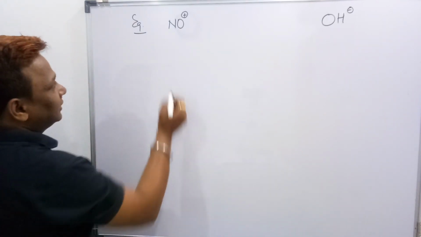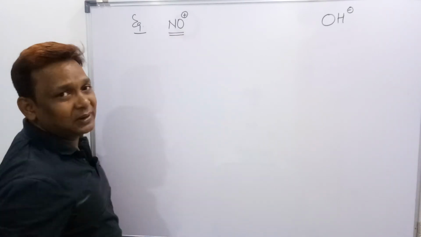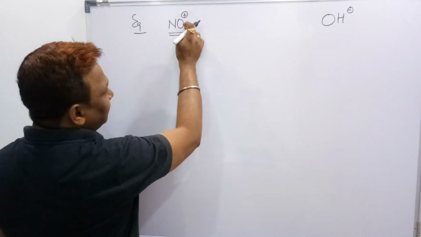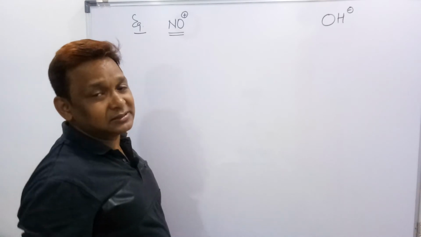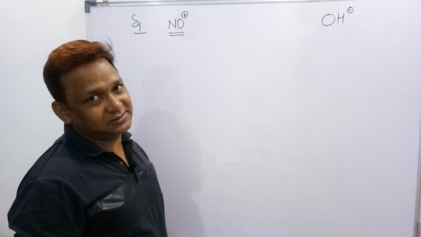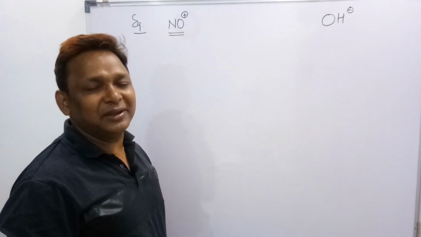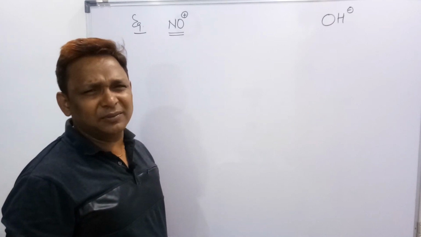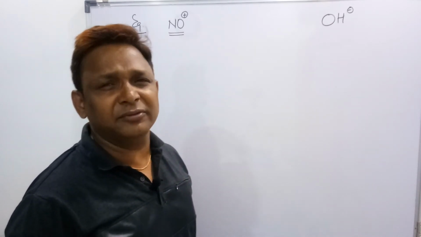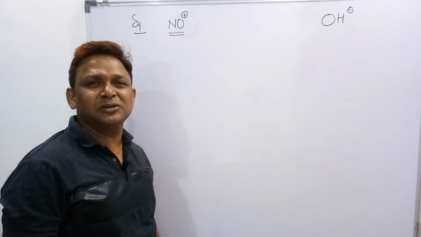Please listen here. Let us go with this example, NO plus ion. We know this particular NO plus ion is a radical or a ligand which is used in the brown ring complex. And my dear children, a very simple question they ask: in the brown ring complex, the central metal atom will have which charge? Either +1, +2 or +3.